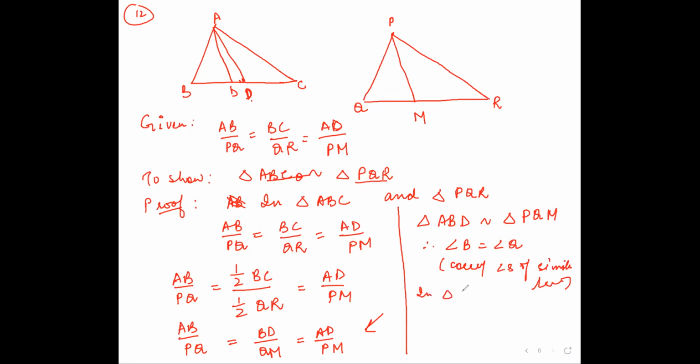So in triangle ABC and triangle PQR, now I have AB upon PQ is equal to BC upon QR, right? Like two sides are in proportion and one angle is equal. Angle B is equal to angle Q. So therefore I can write that triangle ABC is similar to triangle PQR.